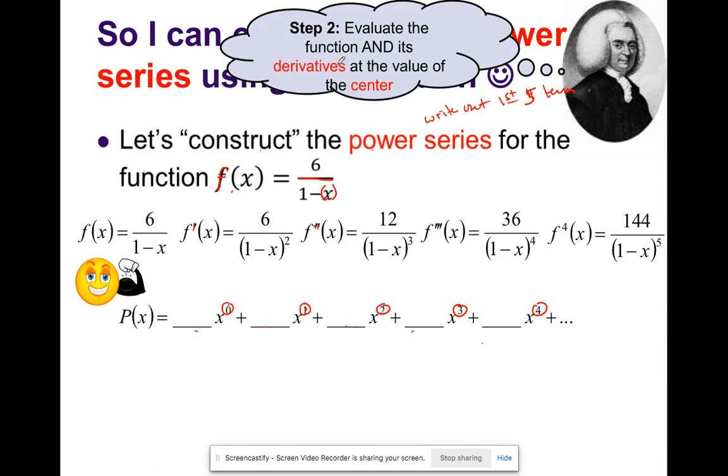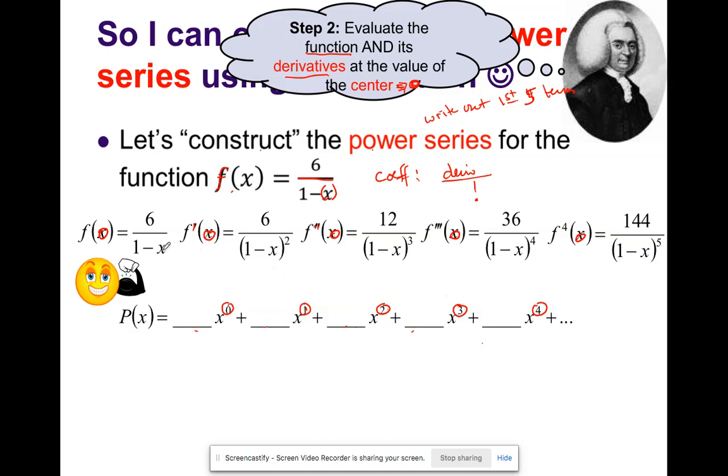Step 2 is evaluate the function and all of the derivatives you found at the center. Well, hello, if this is a Maclaurin, your center is 0. So you are going to plug in 0 here, here, here, here, and here. That's not the coefficients, though. Remember, to find coefficients, you need to take the appropriate derivative and divide it. What do you divide it by? Factorials, baby.